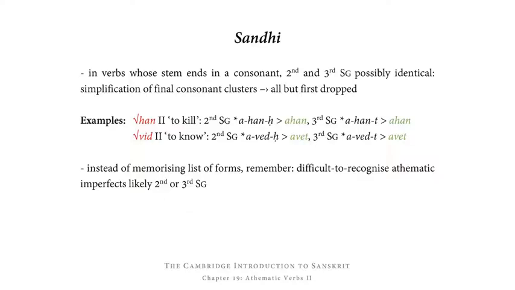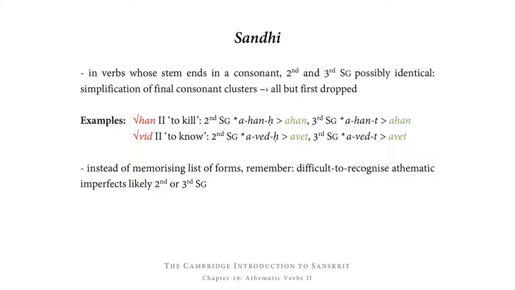So ahanh and ahant. However, if you remember from chapter 14, if you have more than one consonant at the end of a Sanskrit word, so if you have a consonant cluster in word final position, then this final consonant cluster is simplified, and simplification means that all but the first consonant in this cluster are dropped. So instead of ahanh, where we have two consonants at the end of the word, n and visarga, and instead of ahant, where we have n and t at the end of the word, we simply get ahan. The visarga and the t are dropped. So ahan is second singular and third singular.